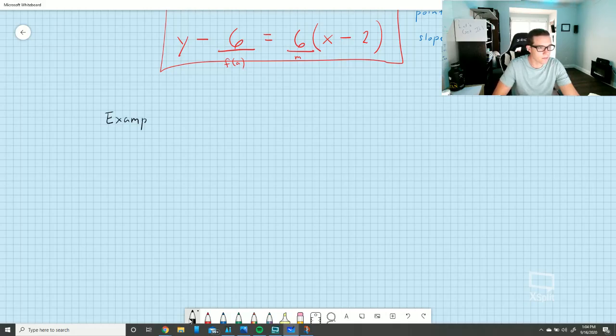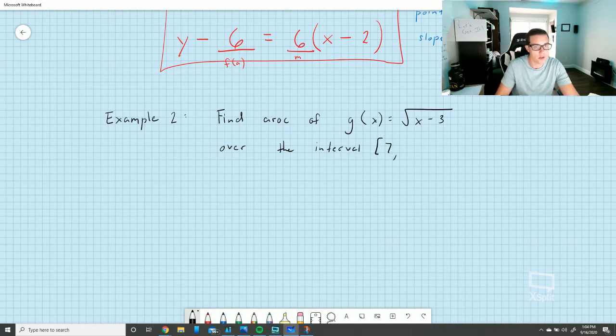So let's say I gave you this function. Find the AROC, or average rate of change, of this function, g of x equals, let's do radical x minus 3, over the closed interval, so from the actual point to the actual point, of 7 to 12. Then find the secant line.